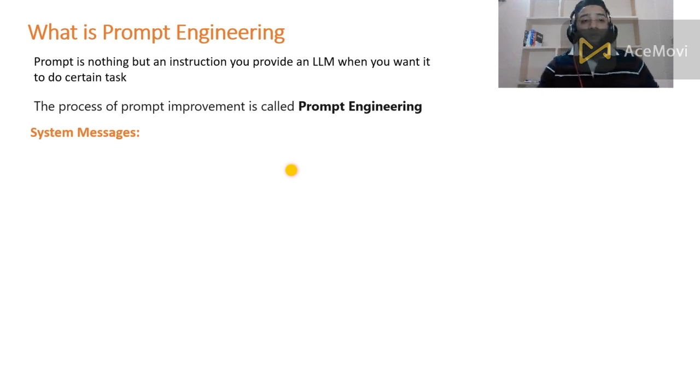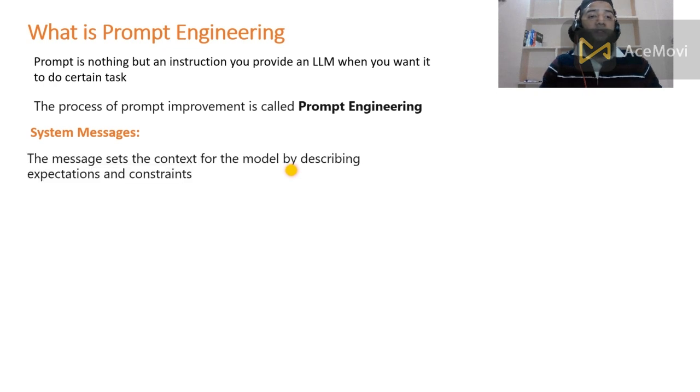Okay, let's look at what system messages are. While you train an LLM, there's something called a system message as well. The system message sets the context for the model by describing expectations and constraints. So when you set a system message, what you're essentially saying to your model is, this is what you're supposed to do and this is what is out of your scope. Okay, let's look at an example.